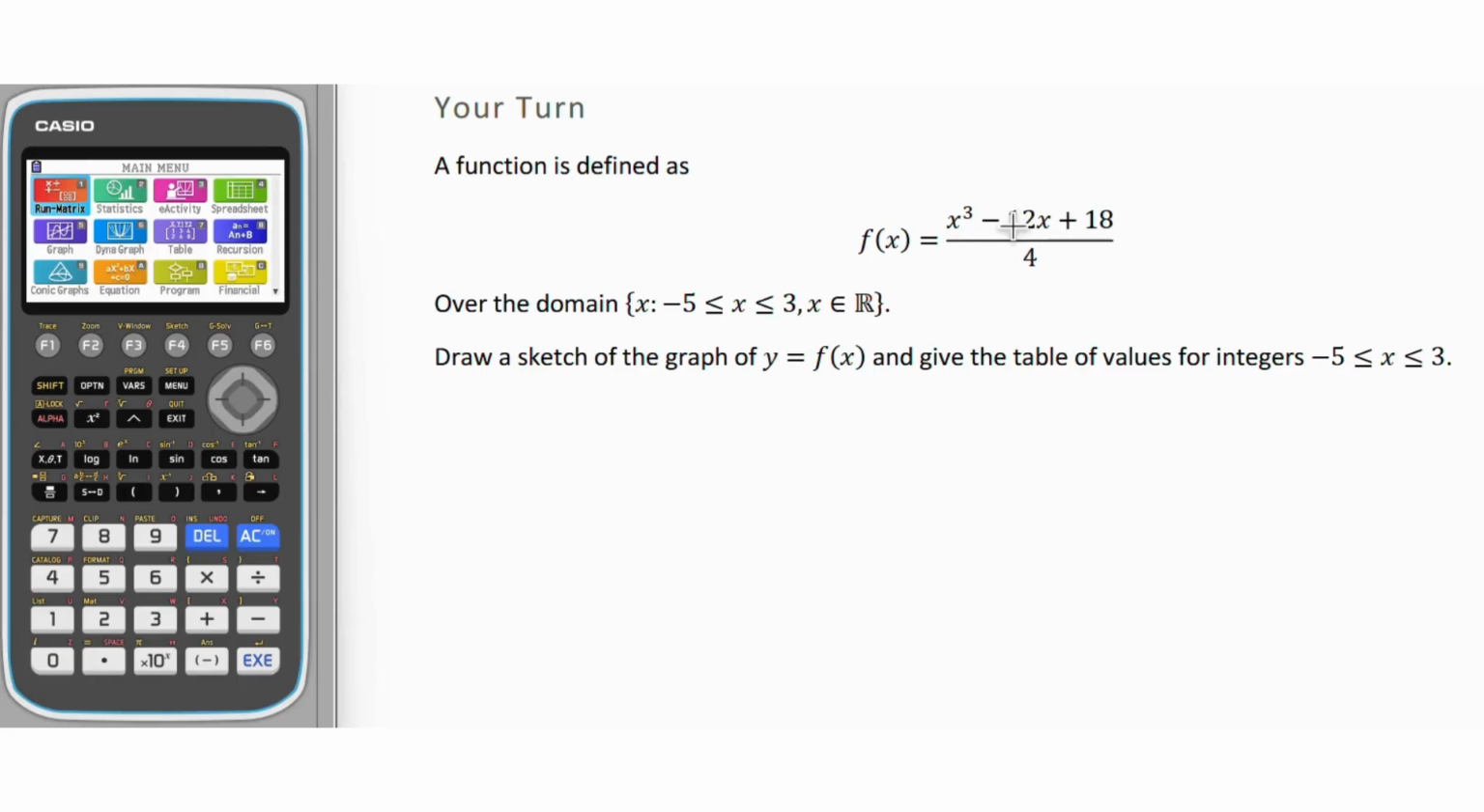Here we have a function defined over a domain from -5 to 3. We need to draw a sketch of y equals f of x and give a table of values for the integers. So let's use the CG50 to do this.